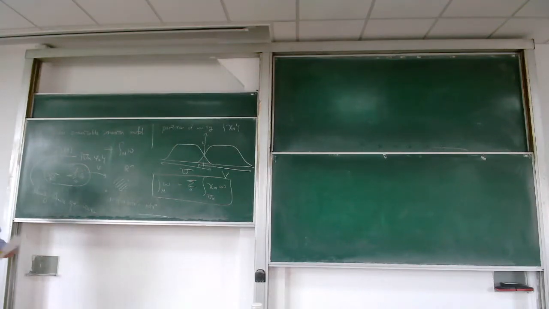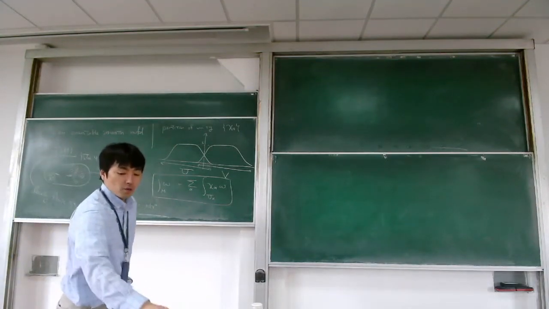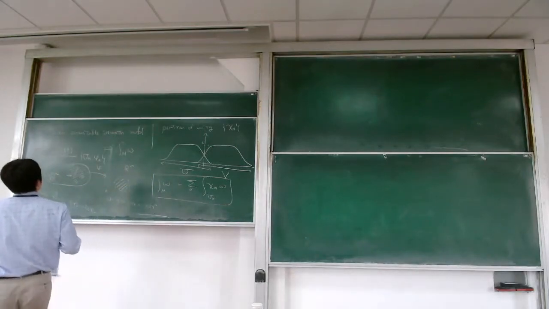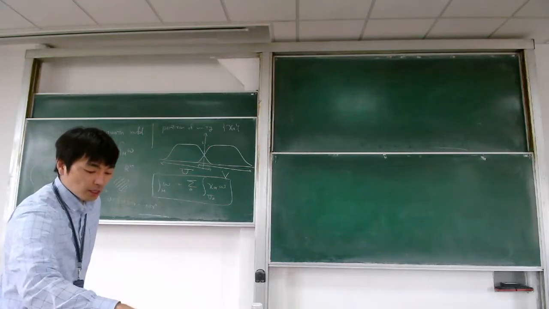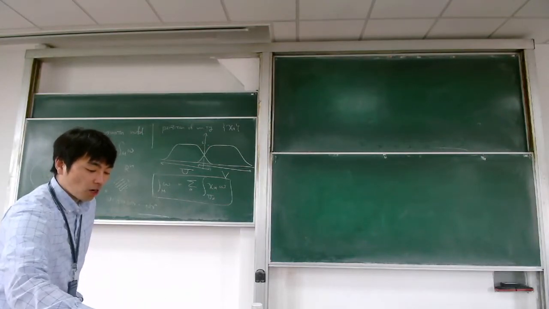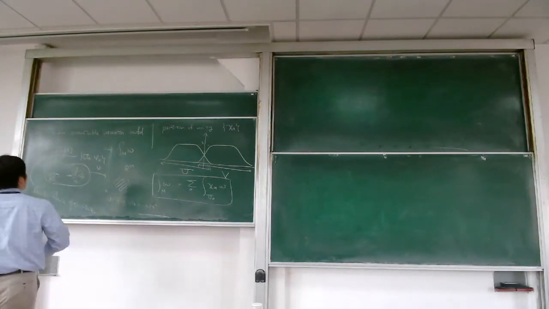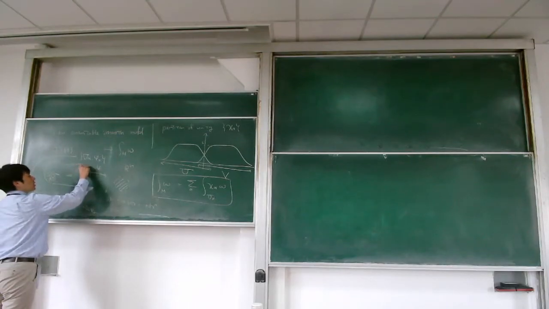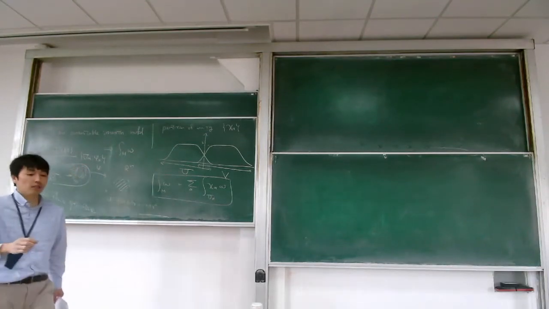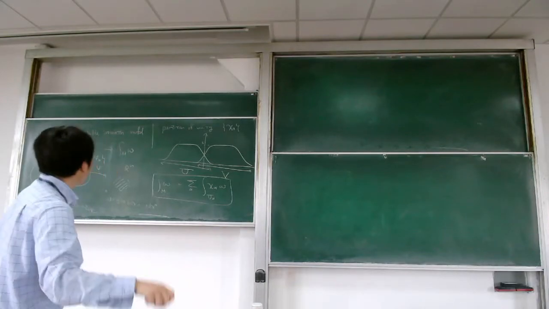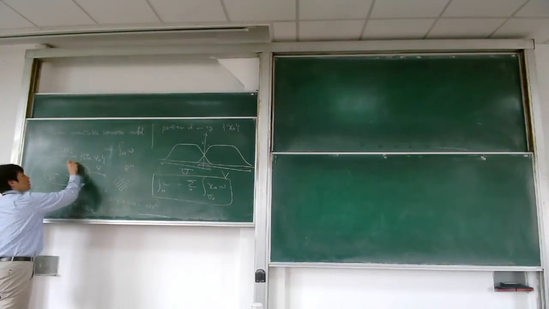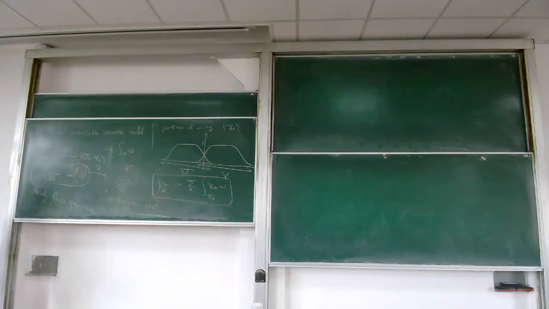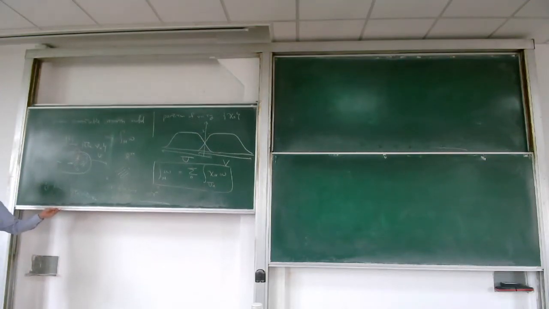So on each open chart, one can do the integral, and we just set up the partition of unity such that at the overlap region you don't have double counting. So you don't have double counting. So at the overlap region, you have a proper count.